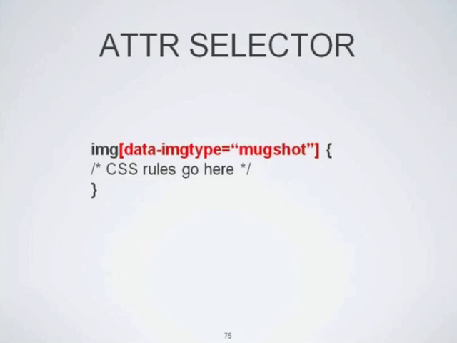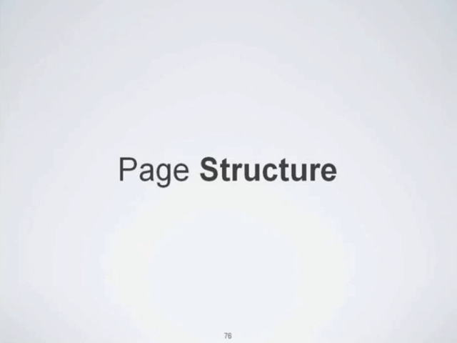And with having a data hyphen in there, you can use attribute selectors, shown in slide 276, which is image data hyphen image type mugshot. You use the attribute selector to pinpoint which images are mugshots, isolate them with CSS rules, and design them separately from other images on the web pages.